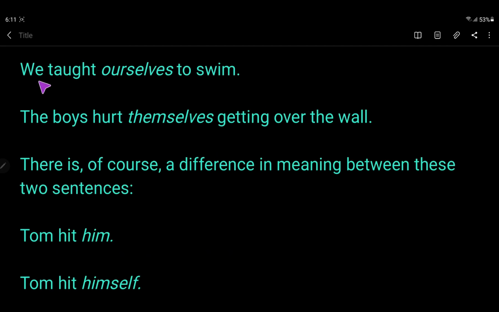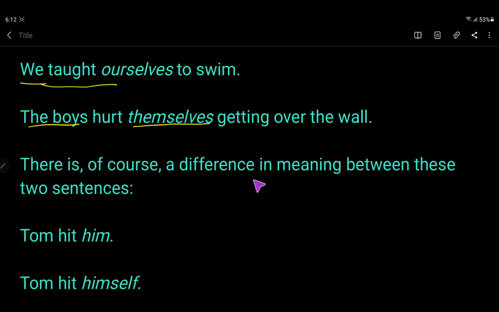Okay. Next sentence: We taught ourselves to swim. In this sentence the subject is we, and in place of we we have ourselves, because we is in plural form, and that's why the reflexive or self pronoun is also in plural form. The boys heard themselves getting over the hall. Same thing as before: the boys is plural. That's why the self pronoun is used in plural form.